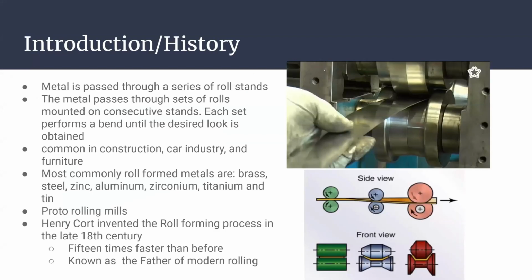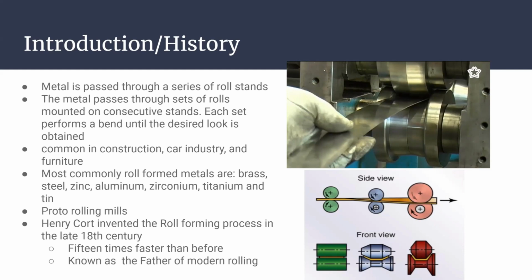Roll forming is a metal forming process where a metal sheet passes through a series of roll stands that change the sheet's shape. The sheet undergoes what is called profile bending. The metal passes through a set of rolls mounted on consecutive stands. Each set performs an incremental part of the bend until the desired look is obtained.